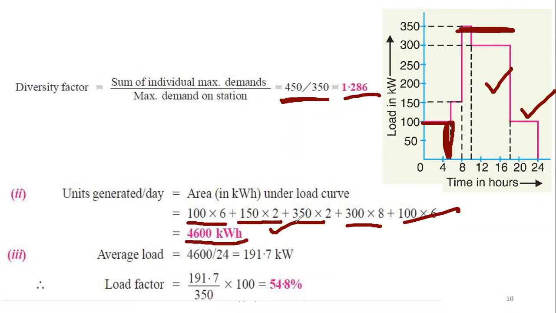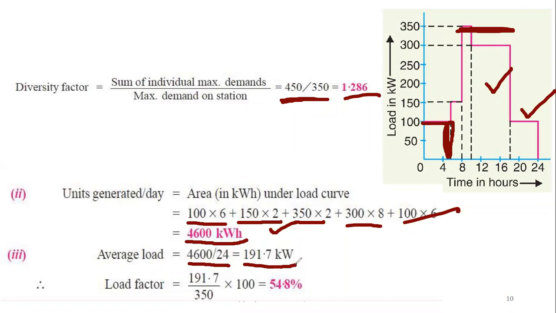That means for the total 24 hours, the total generation is 4600 kilowatt hours. But for the average load, if we divide by 24, the average per hour is 191.7 kilowatt. Okay, this is the average load of that power station in 1 hour.